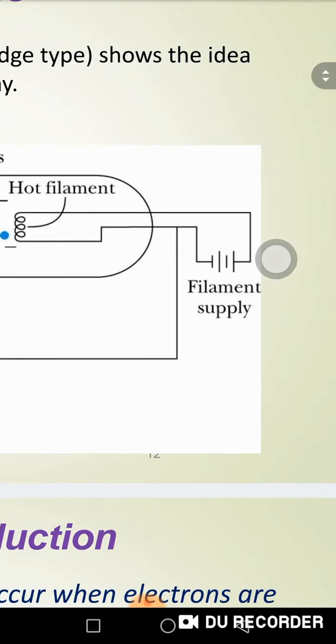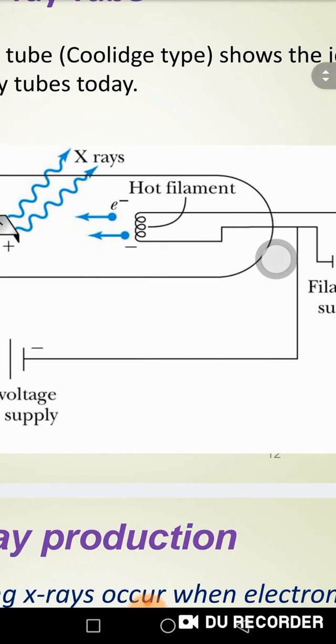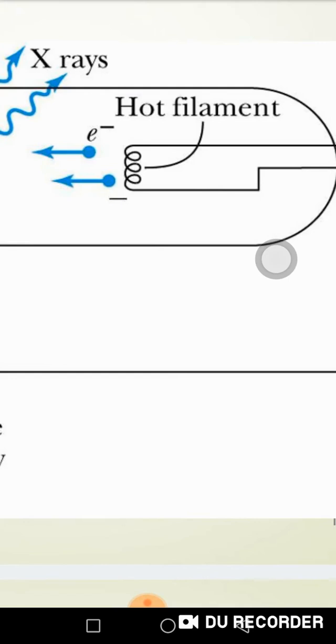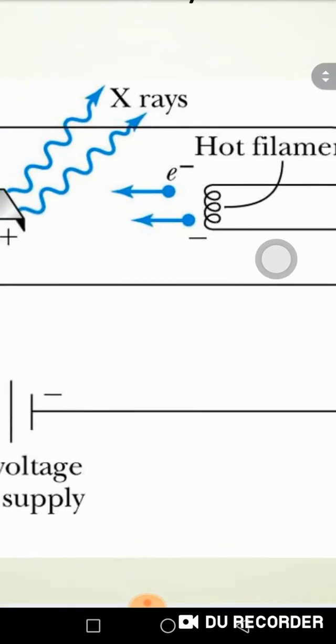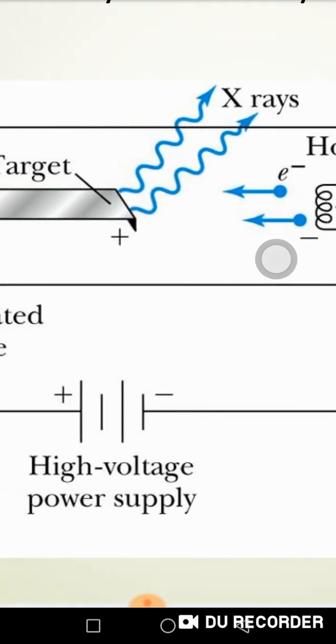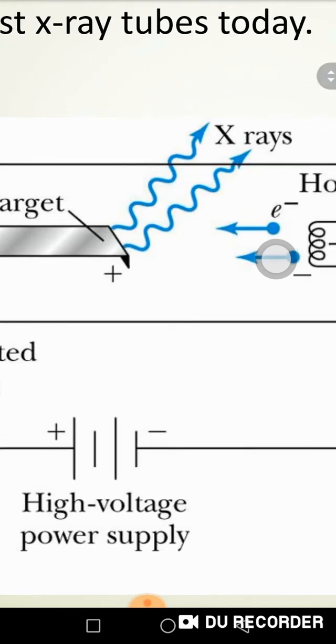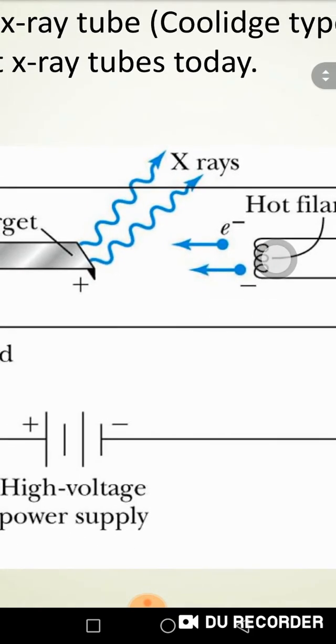The filament is connected to an electric current, causing it to heat up. Does the filament heat up when it gets hot? It does. It causes the release of electrons beneath it in a process called thermionic emission. When these electrons are released, what happens? They fall onto the anode. When they fall onto the anode, X-ray production occurs.